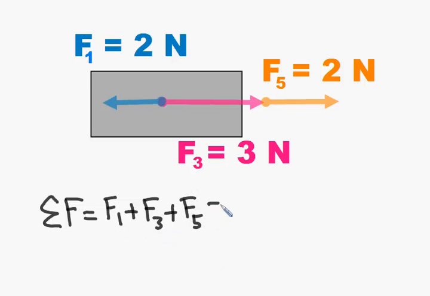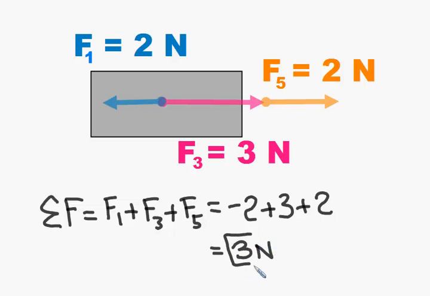But when we actually put the numbers in, we have to take into account the directions of the forces. So let me start with force 1. Force 1 is to the left, so it's -2 newtons. And then I'm going to add force 3. Force 3 is pointing right, so that's positive. And then force 5 is pointing right also, so that's positive. So when I add them together, I end up with 3 newtons.